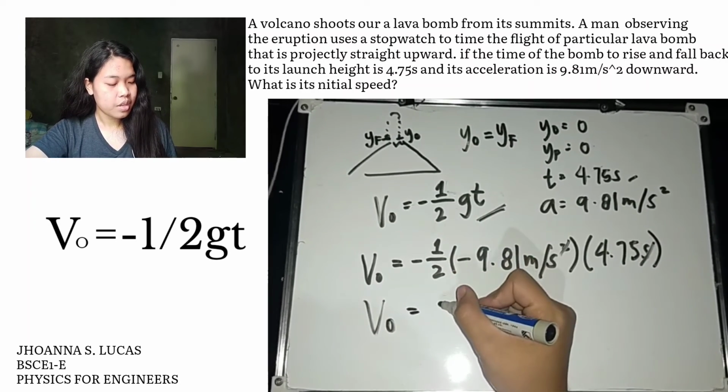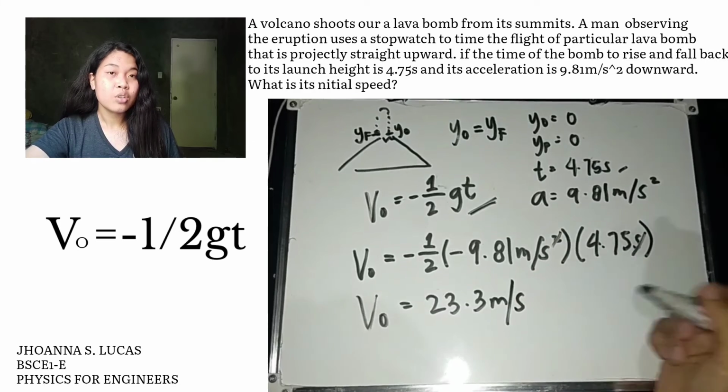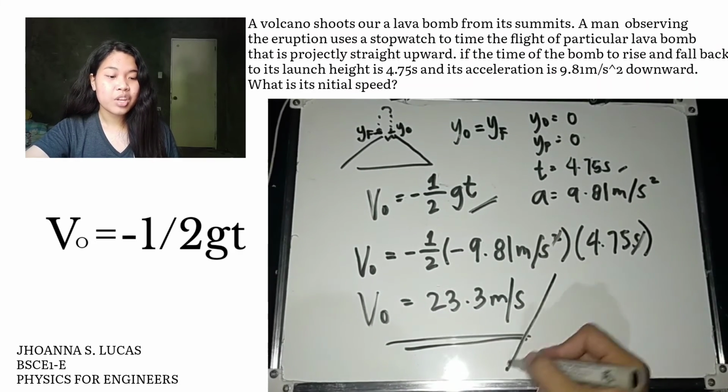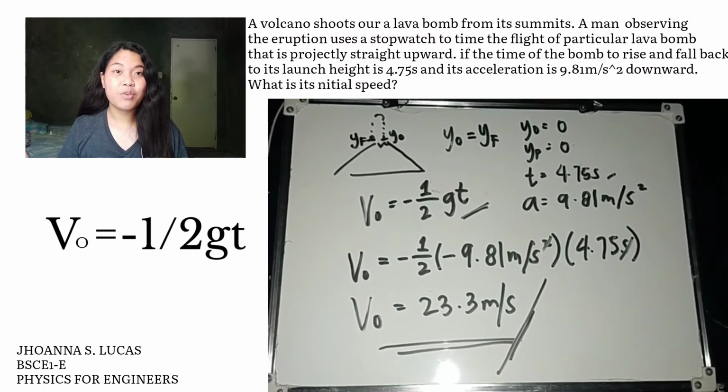So, calculating it, our initial speed will be 23.3 meter per second. So our answer in this problem is 23.3 meter per second. So that is how we can solve a problem that is about free falling. So that's all. Thank you for watching.